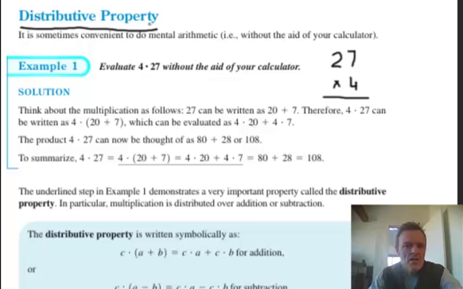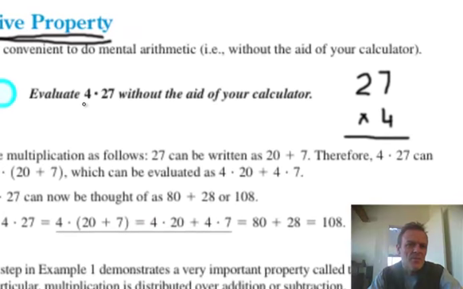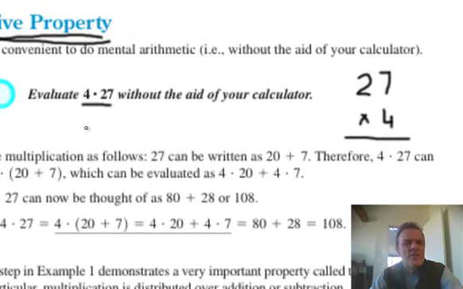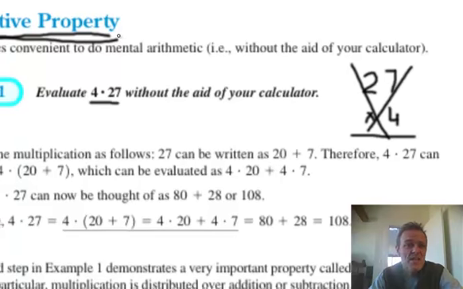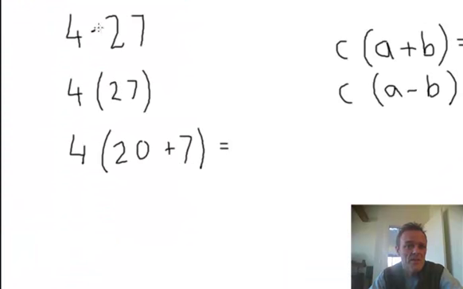Okay, on to the distributive property. Now imagine this. You want to do 4 times 27 without the aid of the calculator. In fact, we're not even going to look at it like this, as if you do it on pen and paper. What we're going to say is this. 4 times 27 can be written like this in terms of parentheses.